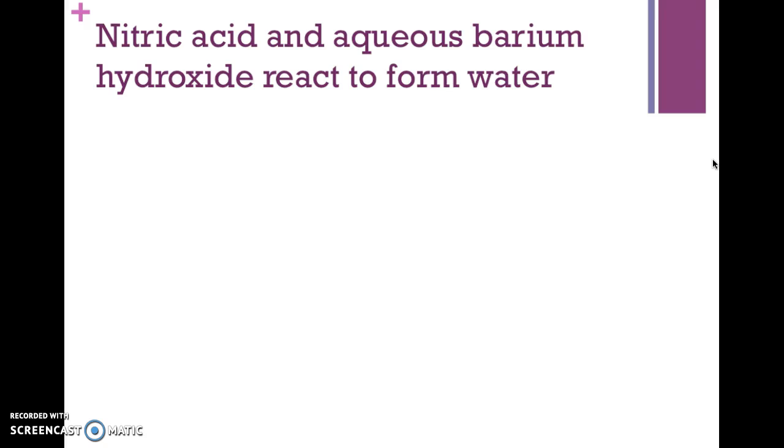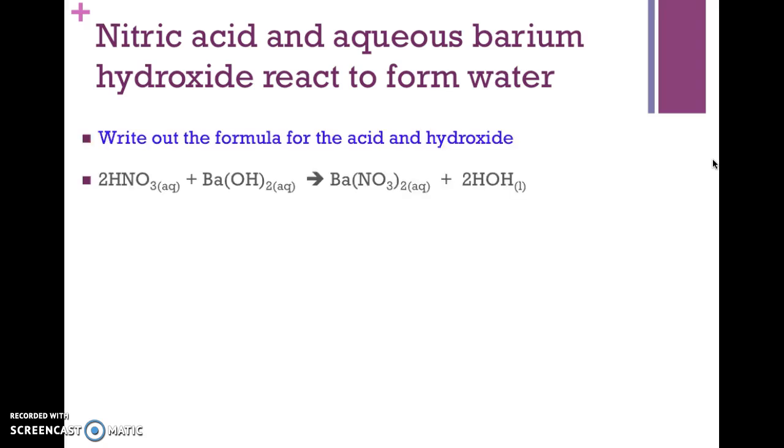Let's try another one. Nitric acid and aqueous barium hydroxide. Again, we have 2 compounds and they're reacting to form water. Water is one of the products for a double replacement. We begin by writing all the formula. We see that the formula for nitric acid is HNO3 and the formula for barium hydroxide is Ba(OH)2. We already know they form water, so we know that HOH is one of our products.